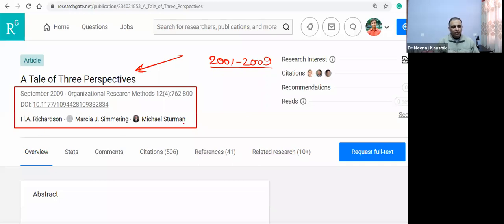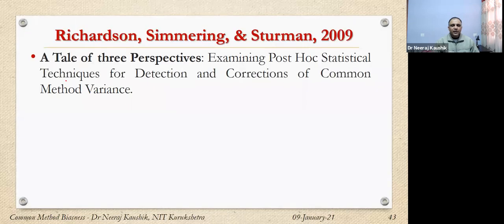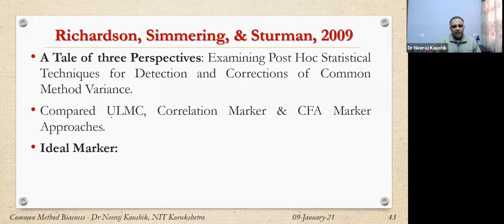So Richardson, Simmering, and Sturman wrote a paper and compared a tale of three perspectives. What is meant by the three? Actually, it has a lot of meaning. They said, first we will compare three sorts of techniques. One is ULMC, which is post hoc. You simply connect with all; it was popularized by Professor Gaskin, who made a macro and a plugin also. Then the correlation marker approach, where you take a variable and partial out its effect. Two, three, social desirability panels, and a CFA marker approach.